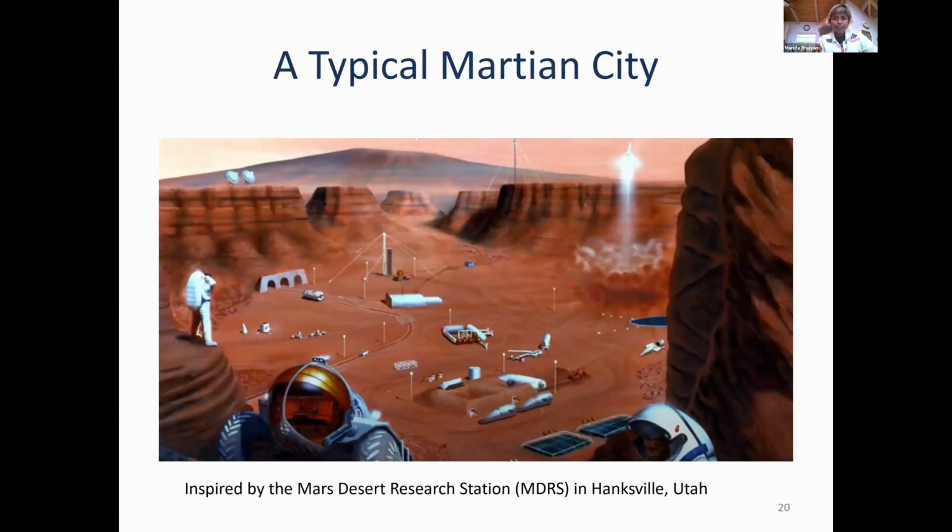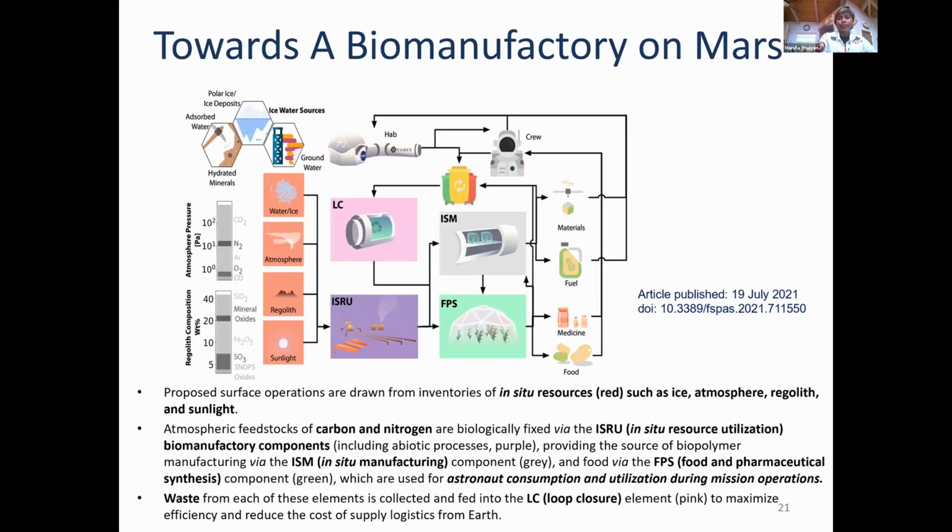And then a typical Martian city might look like this. But this is more scientific, showing how they can be interdependent on each other in terms of resources, in-situ resources, and how to utilize other resources. I can break this down more later if I have time. Let's see how much time we have.